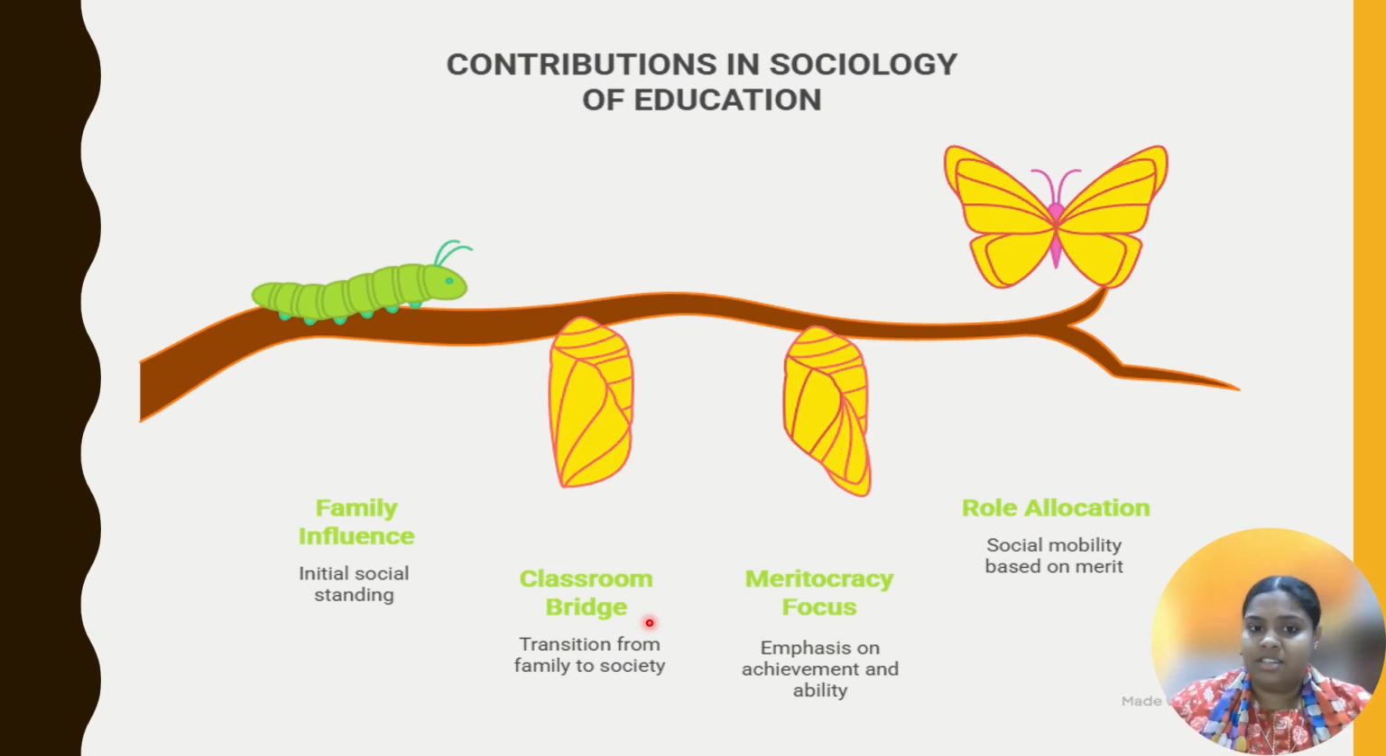The next transition takes place at the level of meritocracy. Here, the individual gives great importance to achievement and ability. The next and the last level is role allocation. Here, an individual fully plays an important role in a society in order to maintain a societal balance.